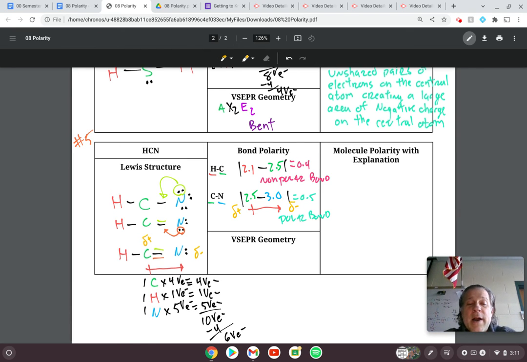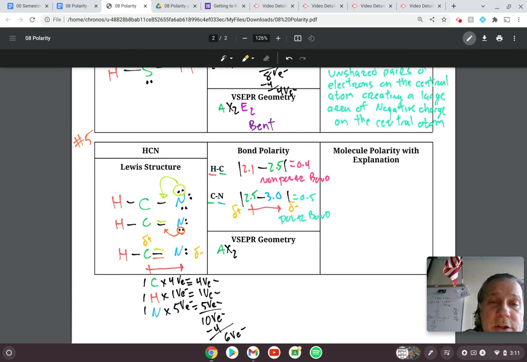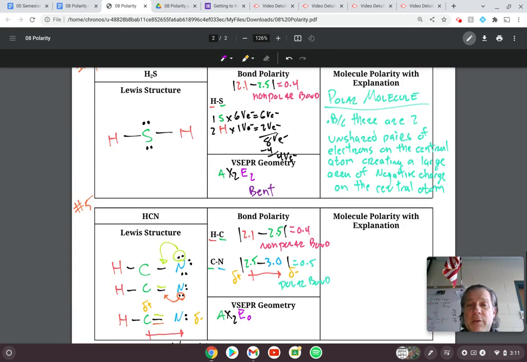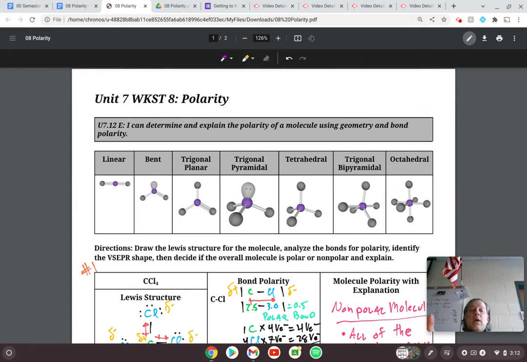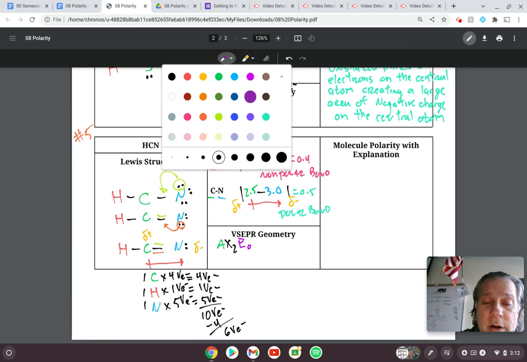We're going to go ahead and identify the VSEPR geometry here. I do have a central atom, so that's going to be my A. I have an X2, because there's hydrogen and nitrogen attached to it, and an E0, which means there are no unshared pairs of electrons on the central atom. So if I go way back up to the top, the only 2 options that have 2 atoms bonded to the central atom only are linear and bent. Bent has an unshared pair of electrons on the central atom. Linear does not. So that means that this structure needs to be linear.